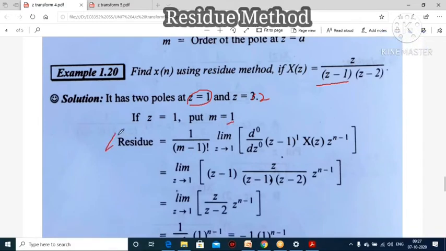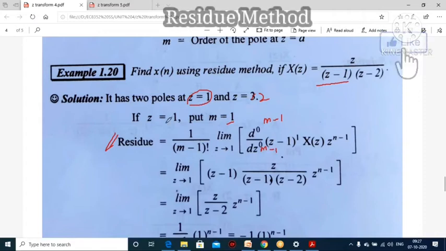Write down the formula. The formula is residue equal to 1 by (m minus 1) factorial, limit z tends to 1, d power m minus 1. Here we have m minus 1, so m minus 1 into dz power of m minus 1.